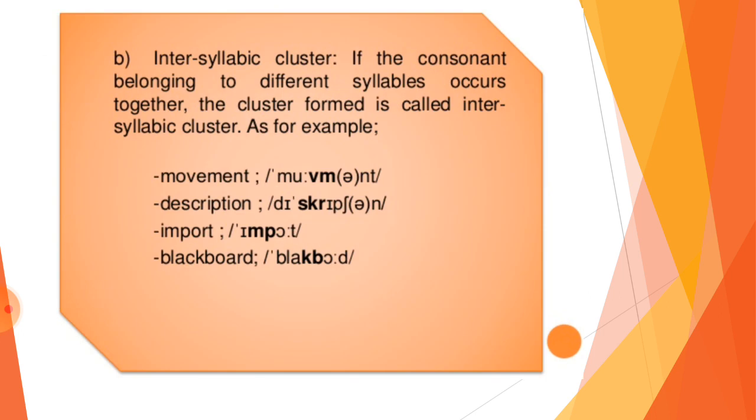Now we will see the second type, the intersyllabic cluster. What is an intersyllabic cluster? If the consonants belonging to different syllables occur together, the cluster formed is called an intersyllabic cluster.